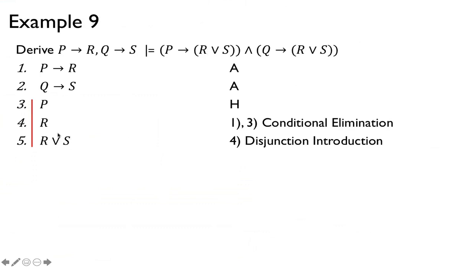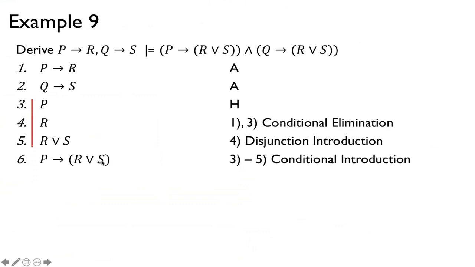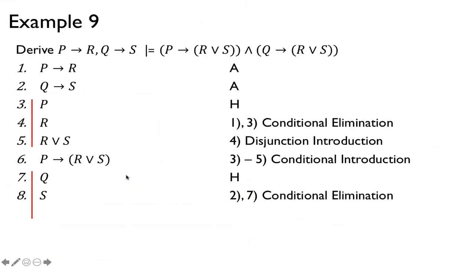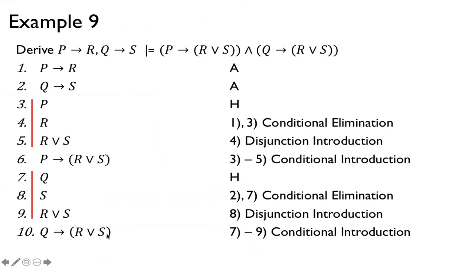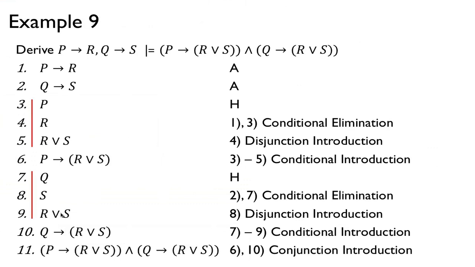We assume P and have proven R or S, so now we're going to dissolve this hypothesis and conclude P implies R or S. So that's conditional introduction. And then we do the same thing for Q implies R or S. Hypothesize Q, and because of 2 and 7, conditional elimination, we get S. And certainly we have S, so we have R or S. That's disjunction introduction. Because assuming Q allows us to prove R or S, let's dissolve it and conclude Q implies R or S. And because of 6 and 10, we have these two sentences that we derived. We now can do conjunction introduction, which allows us to put them together with an AND.